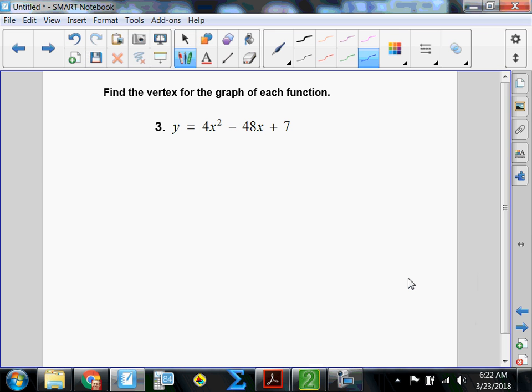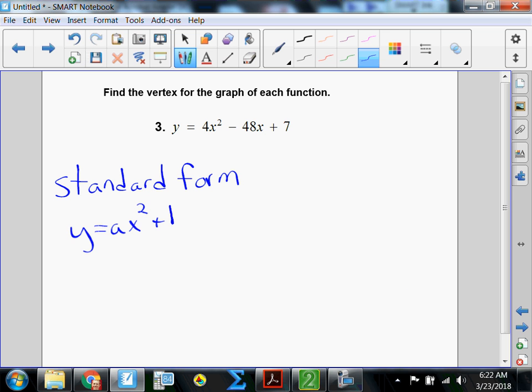Okay, this is number 3 on the review. We want to find the vertex for this graph. This graph is considered in standard form. The first two graphs were in vertex form, which means they gave you the vertex directly. This type of graph, in the form ax squared plus bx plus c, is considered standard form, and we get our vertex differently.